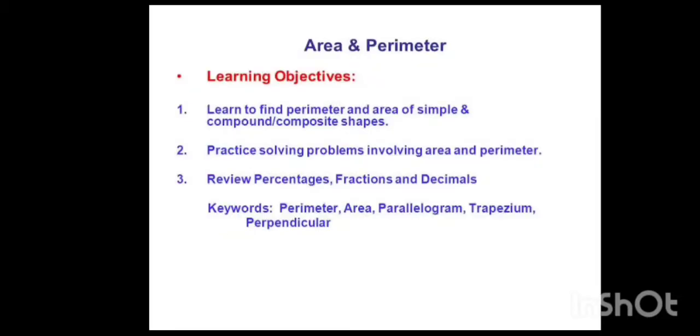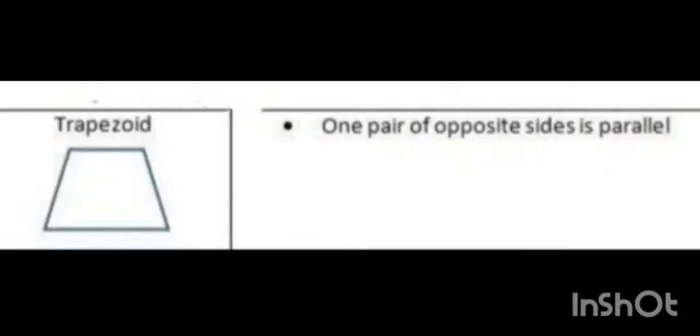Learning objectives. We'll learn to find perimeter and area of simple and compound composite shapes, practice solving problems involving area and perimeter, and review percentages, fractions and decimals. The keywords are perimeter, area, parallelogram, trapezium and perpendicular. Today we will learn about trapezoid, whose property is one pair of opposite sides is parallel.